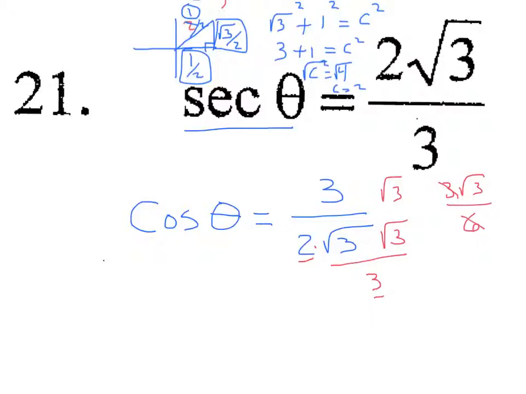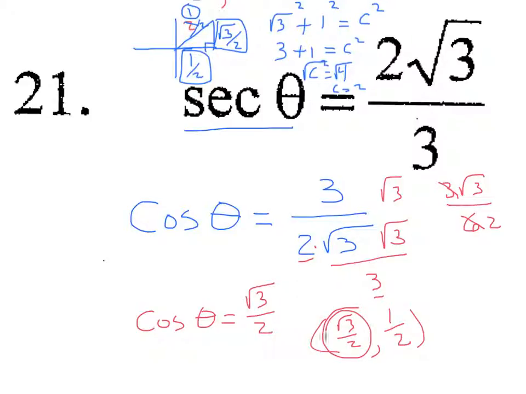3/6 reduces to 1/2. And so ultimately, we may not have recognized it at the beginning, but the cosine of theta is actually the square root of 3 over 2, which means the x-coordinate is the square root of 3 over 2, which means the y-coordinate is 1/2. But the angle we are searching for on these is always based off the x-coordinate. So the angle we're searching for is pi over 6.